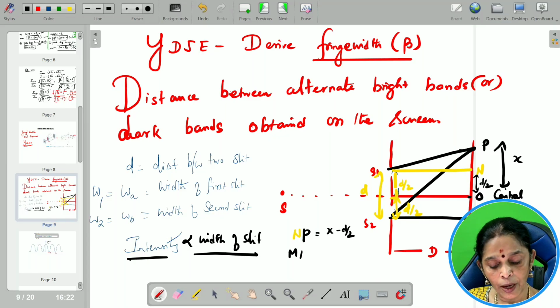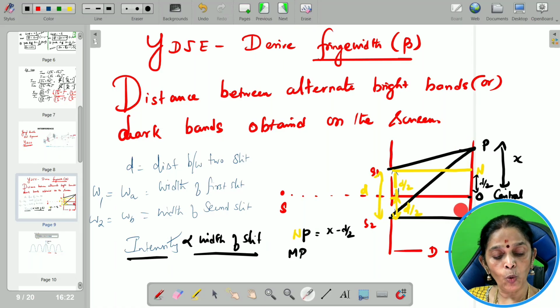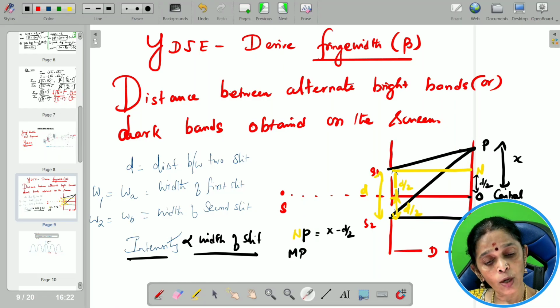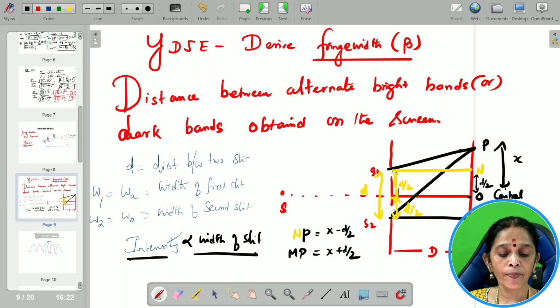Similarly, M to P, what is that? O to P is x. And M to O is d by 2 here. Look at the diagram. Yes, d by 2. So, therefore, what is M to P? MO plus OP. What is MO? d by 2. So, therefore, M to P is x plus d by 2.